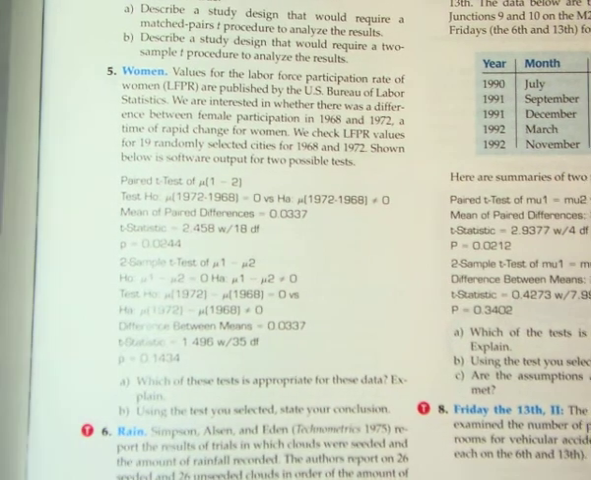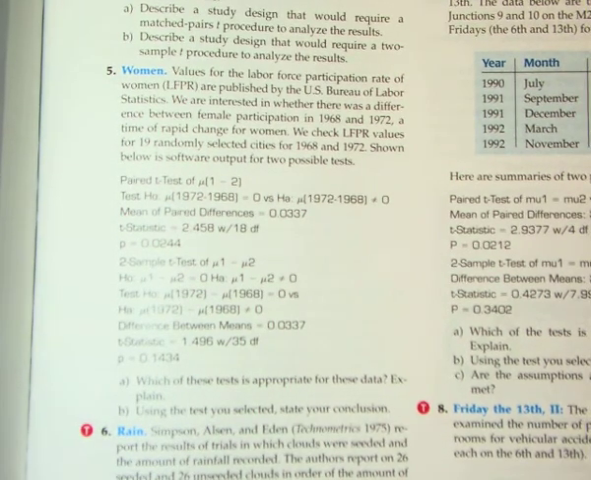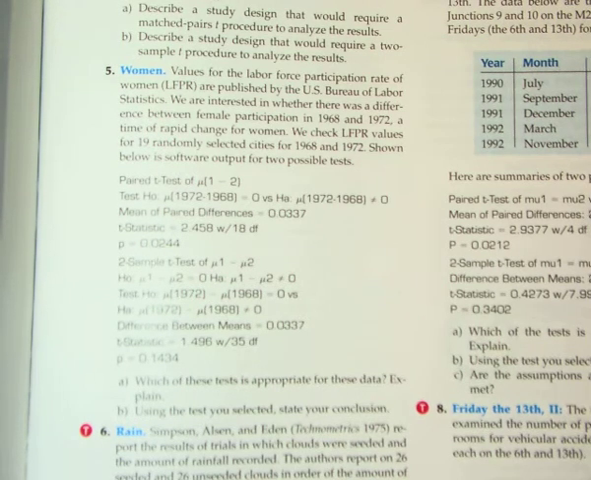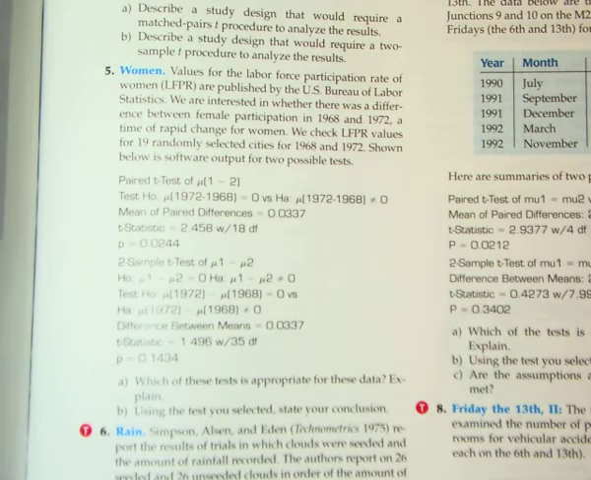All right, so in problem 5 here, we're testing the labor force differences for women in 19 randomly selected cities in 1968 and 1972. So these cities, for instance, you look at New York in 68, New York in 72. You look at Chicago in 68, Chicago in 72. So they're paired data. So the samples are not independent.